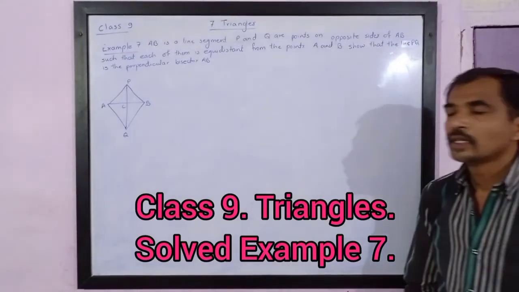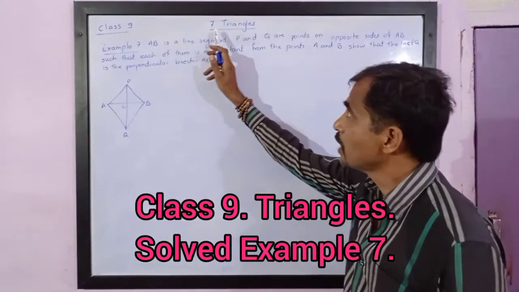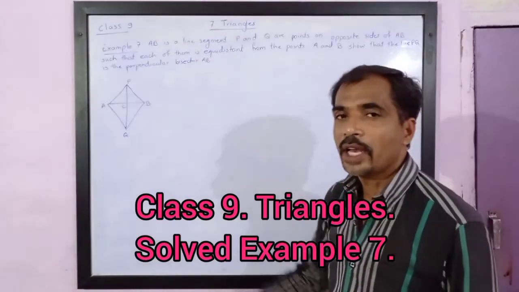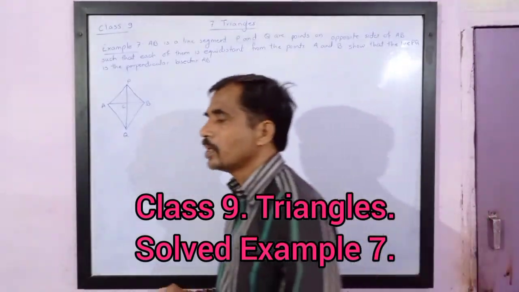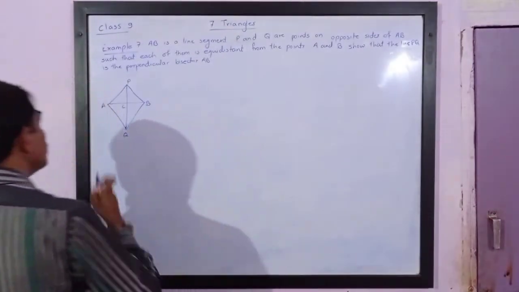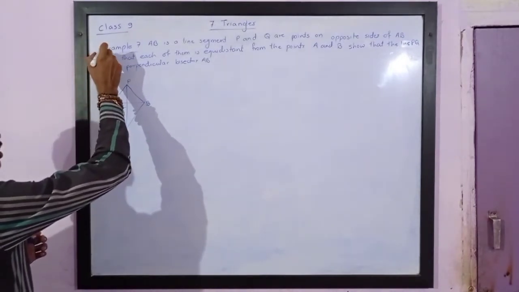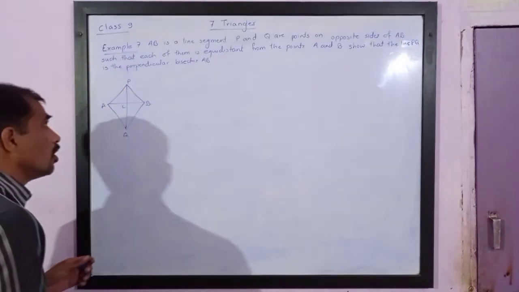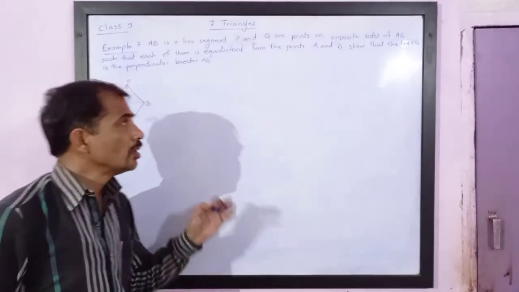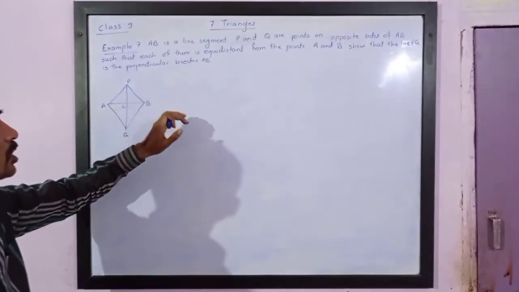Dear friends, in class 9 we have 7th lesson, Triangles, and we are solving example number 7. It is already solved in the textbook. I am just explaining. If you have understood from the textbook, you can copy it down or you can solve it by your own. Now let us try to understand what the question says.